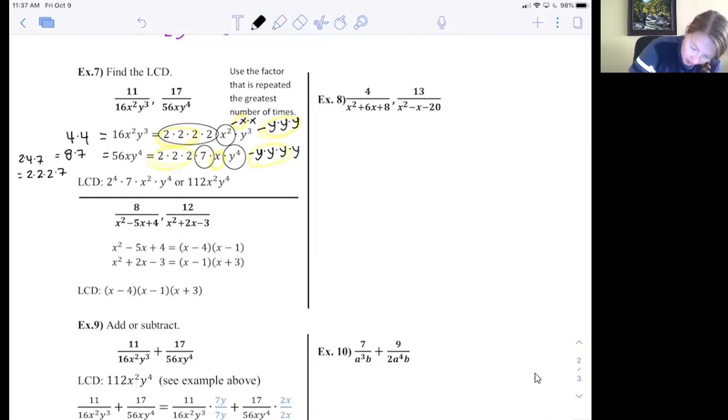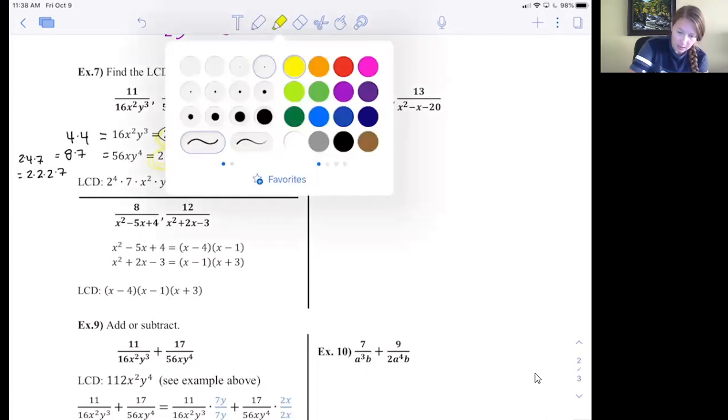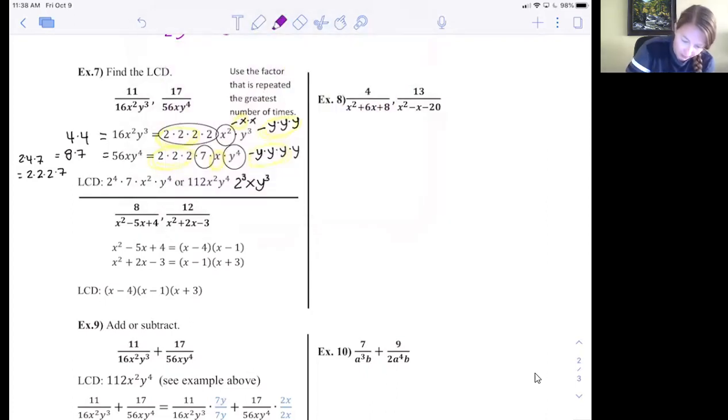So I'm going to do that. I'm going to write 2 cubed. And then I've got 1x. And then I've got y cubed. And then what I'm doing is I'm looking at what I have left over. So I have 1 2 left over and 1 7 left over. So 2 times 7. And then I've got 1x and 1y. So times x times y.